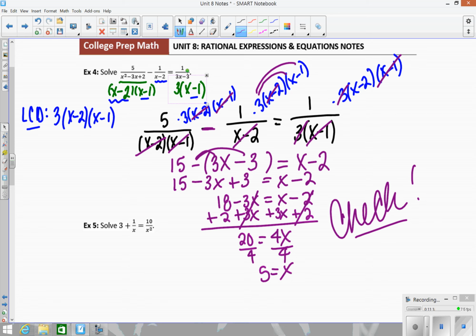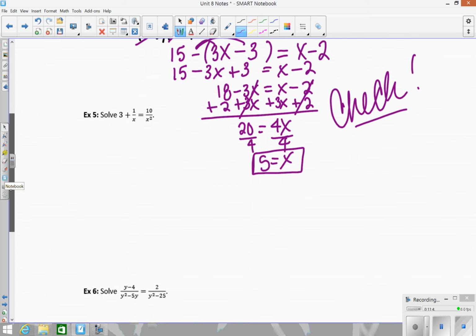So you don't actually have to show plugging in, but you do want to make sure that you're checking, which is why I keep writing check by all of these. And the quickest way is to just take 5 and plug it into the denominator. Make sure you don't get 0. If I take 5 and plug it in, I won't get 0, so that means it will work. But again, you could just plug it into the whole equation and make sure that the left-hand side equals the right-hand side, just like a standard check.